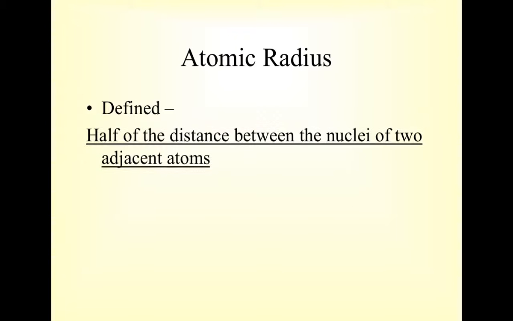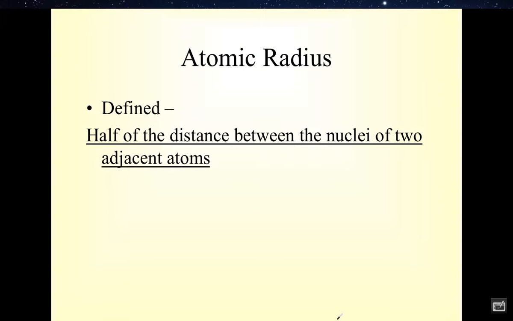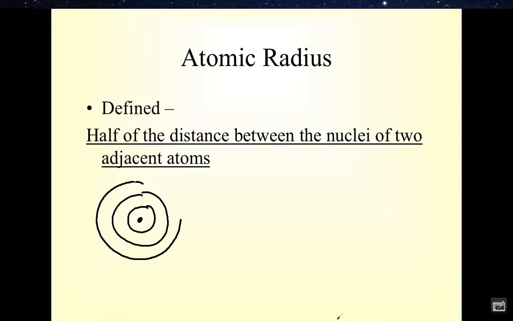So the first one is atomic radius. Atomic radius is defined as half of the distance between the nuclei of adjacent atoms. If you think about an atom, we have the nucleus here with the rings of electrons. We know that the diameter of this should be from the nucleus here to this outside portion. But instead what we do, if we have another atom of the same type next to it, now I'm only going to draw the outside ring, is we measure this distance here and divide it by 2.